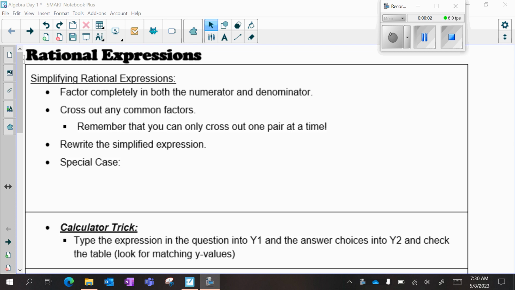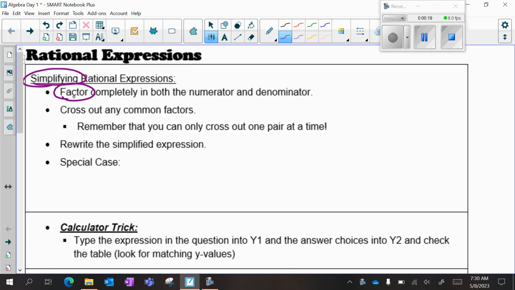So let's review rationals and radicals. Remember that an expression has no equal sign. So first we're going to start with rational expressions. When you are asked to simplify a rational expression, you always want to factor completely. So simplifying means factor. And then you want to cross out any common factors.